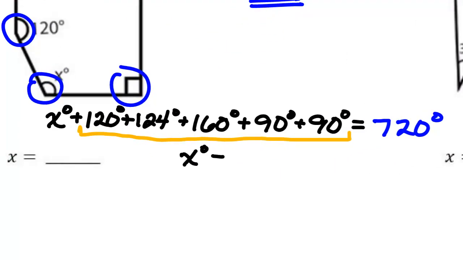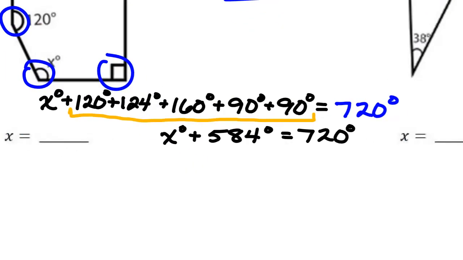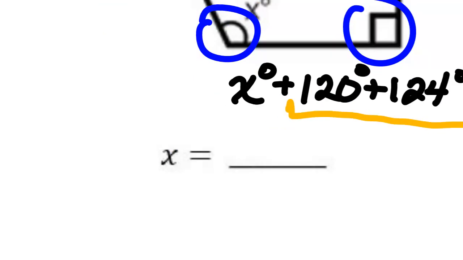So I would have x plus, when you add all those up, you get 584 equals 720 degrees. And then you subtract 584 from both sides. And we get a value for x that is 136 degrees. So x is 136.